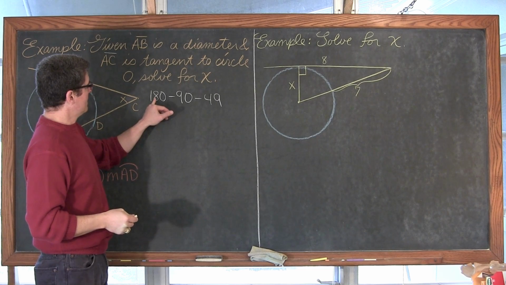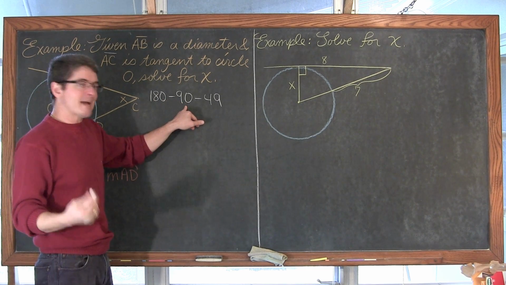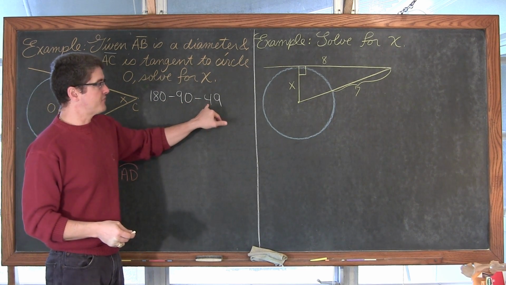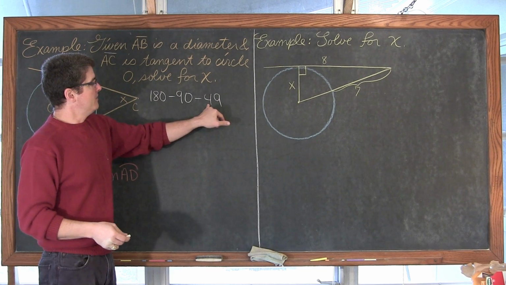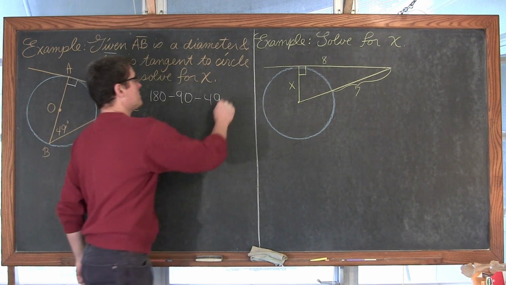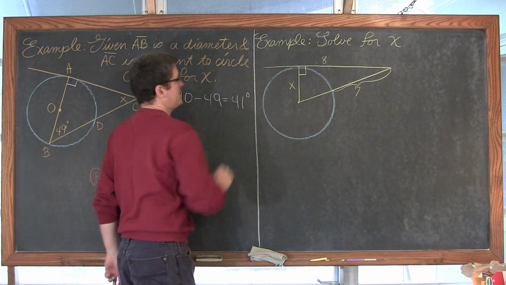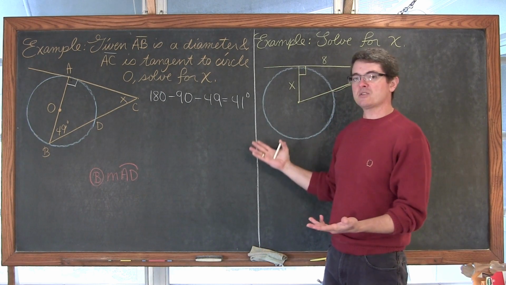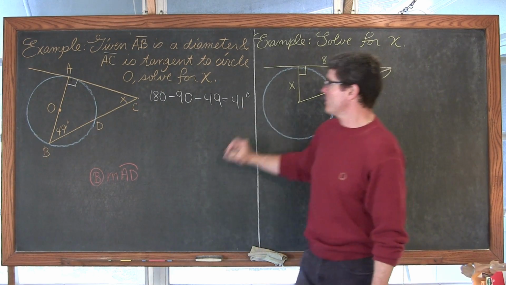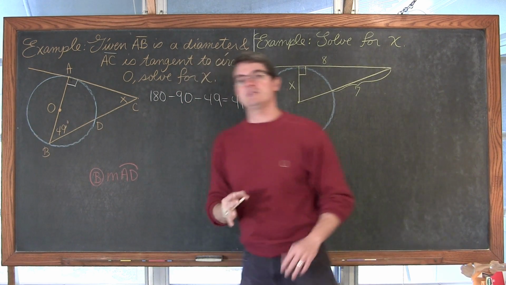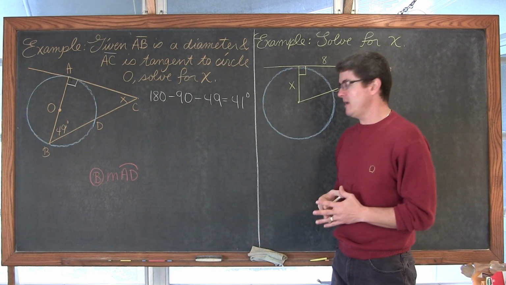Well, 180 minus 90, of course, is 90, and 90 minus 40 is equal to 50. And 50 minus 9 is equal to 41 degrees. So there you go, that's the answer. And if you want to make sure you're right, just make sure that 41 plus 49 plus 90 does actually add up to 180 degrees.